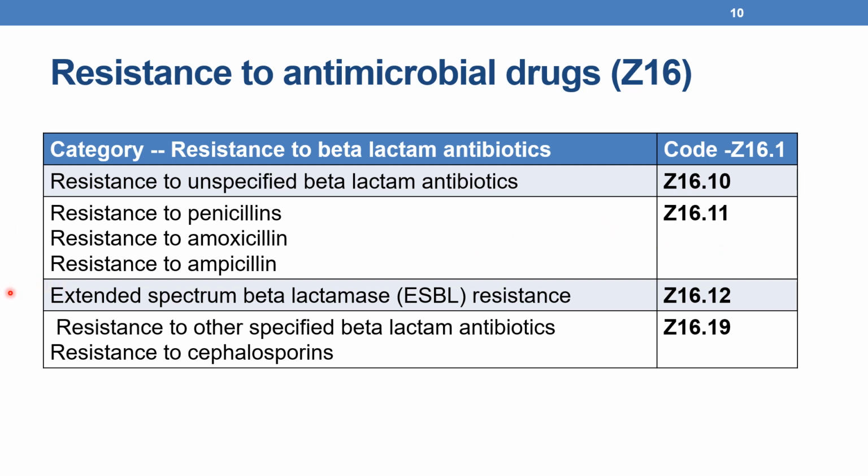The next is resistance to extended spectrum beta-lactamase resistance, ESBL. This you will find regularly. The code is Z16.12. And finally, resistance to other specified beta-lactam antibiotics or resistance to cephalosporins also. The code is Z16.19.